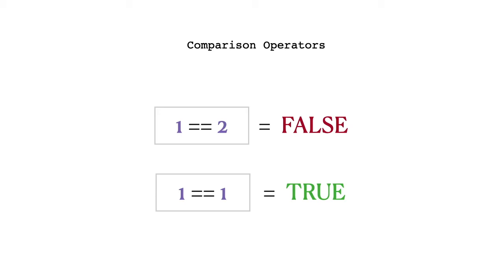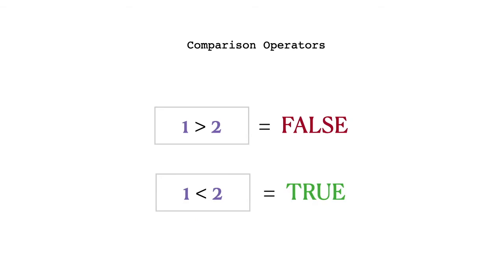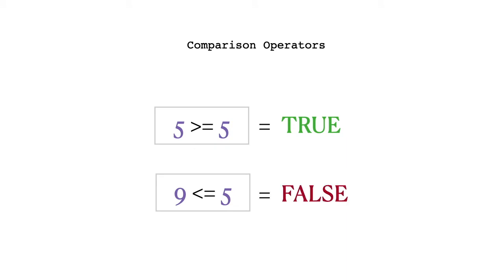Two other comparison operators that are commonly used are the greater than and the lesser than operators. So we're saying, is 1 greater than 2? This will return false, of course. You can also combine equals to either one of these operators, like so. This means that if 5 is greater than or equal to 5, then return true. So although 5 is not greater than 5, it is equal to it, so we get true. And this one, 9, is neither less than 5 nor is it equal to 5, so we get false.